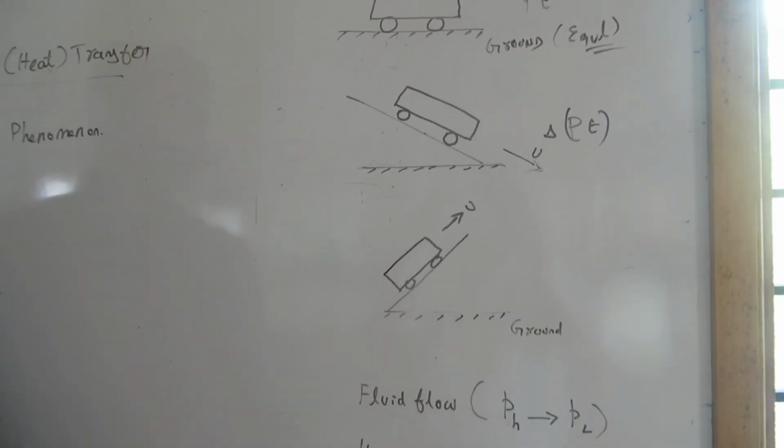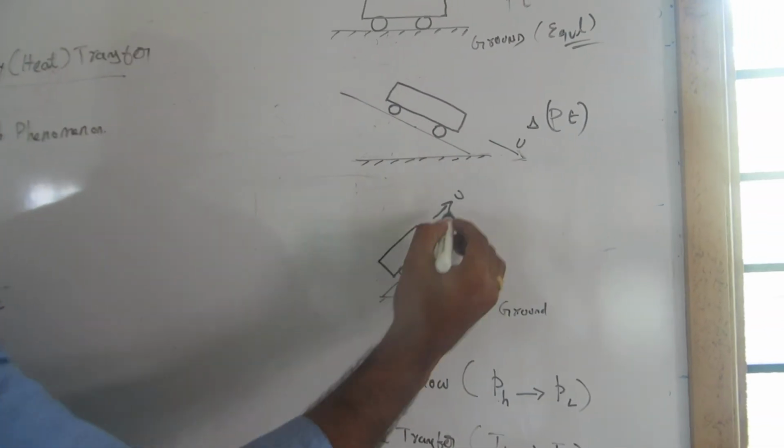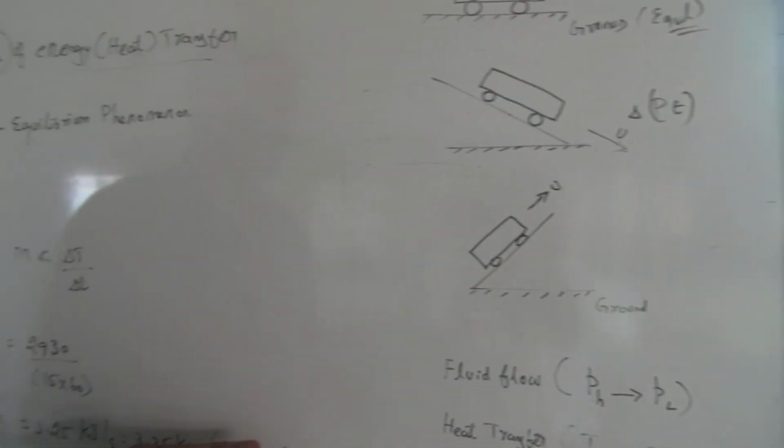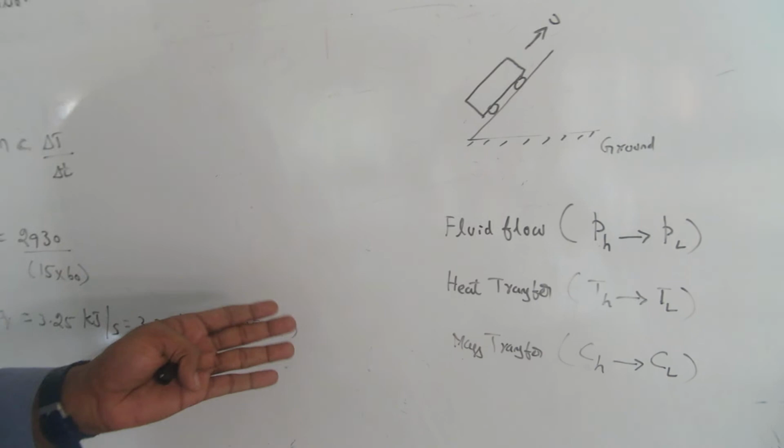And here let us see the automobile traveling from bottom to the top. The velocity is in the upward direction. Here there is a difference, but the difference is in terms of negative.